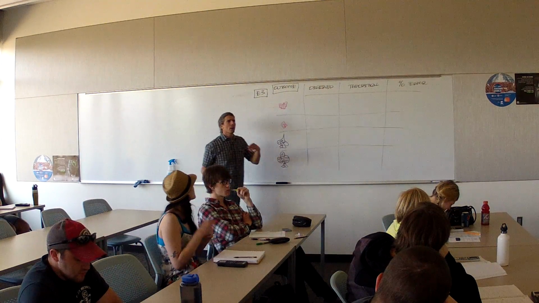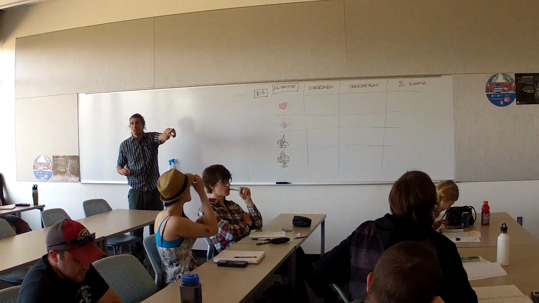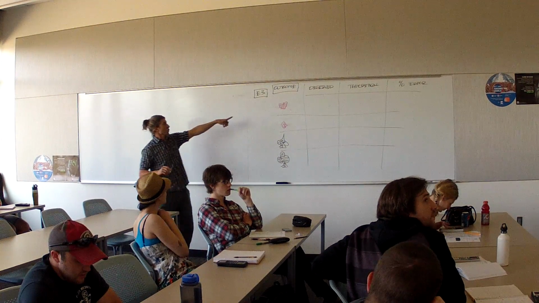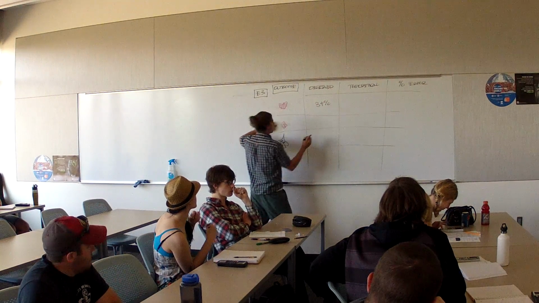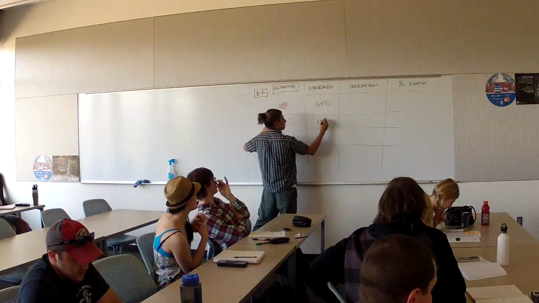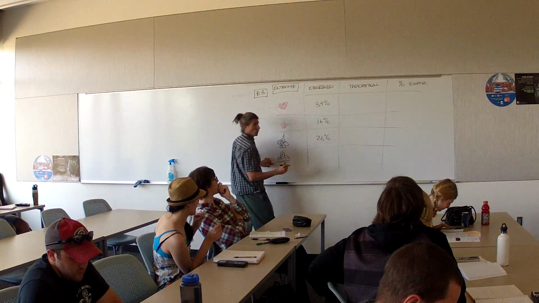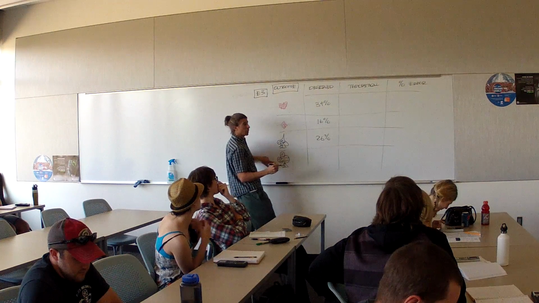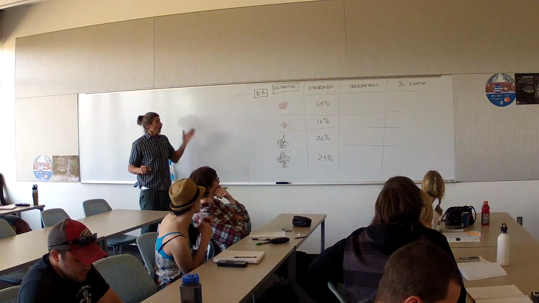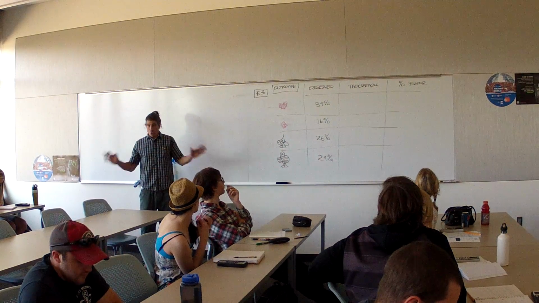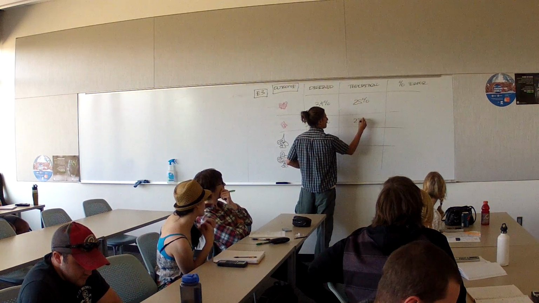Okay, so experimental probabilities of hearts was 34%. For diamonds, 16%. Spades 26%, clubs 24%. Fair enough so far? Okay. Theoretical, for all of them was 25%. We were expecting 25% for all of them.